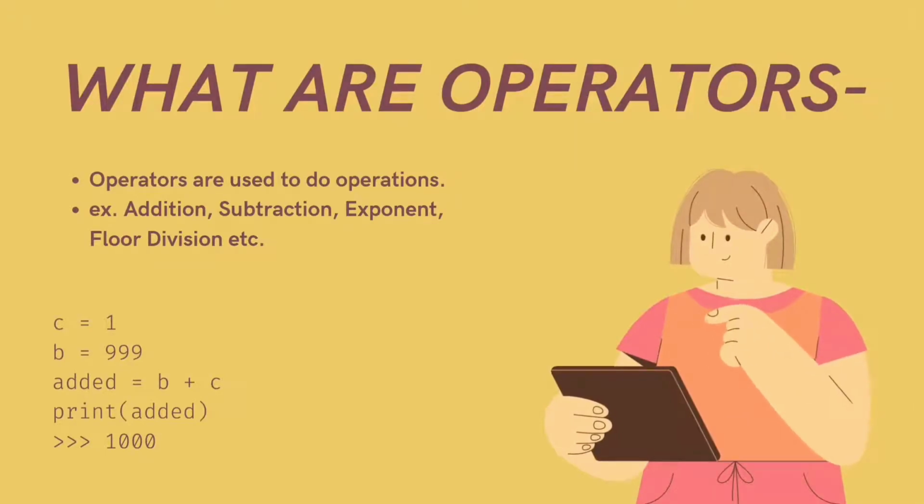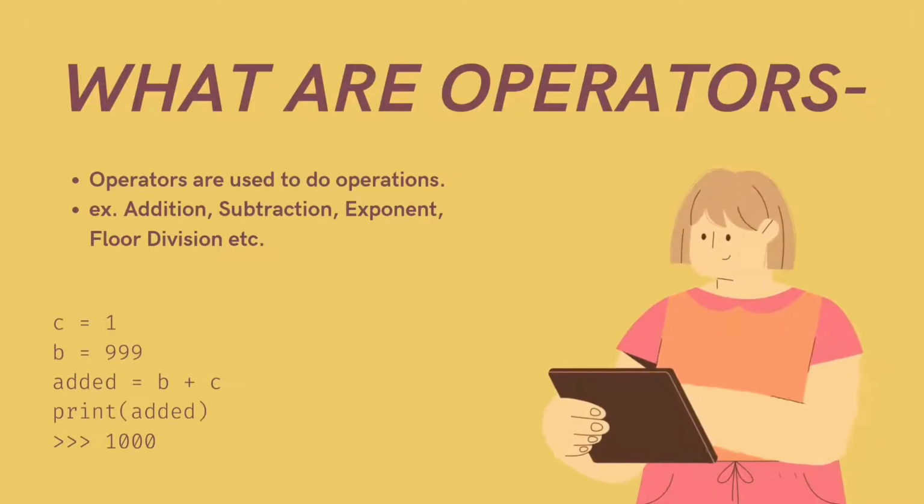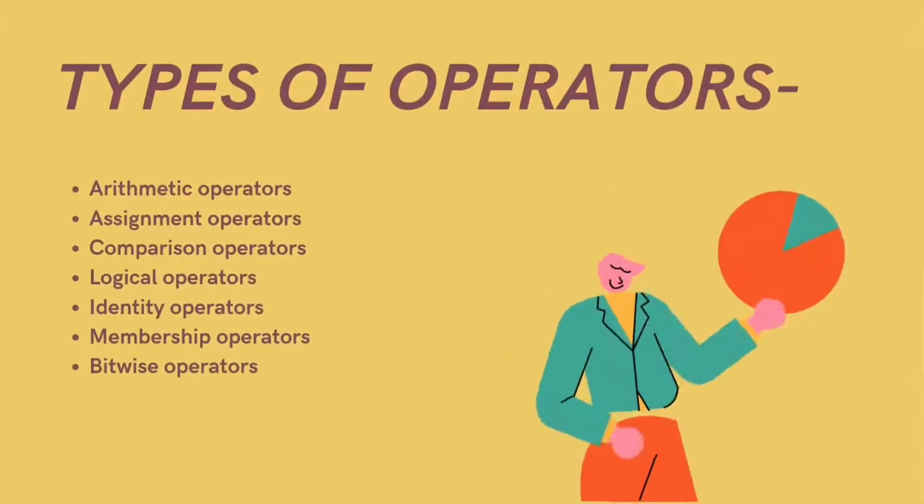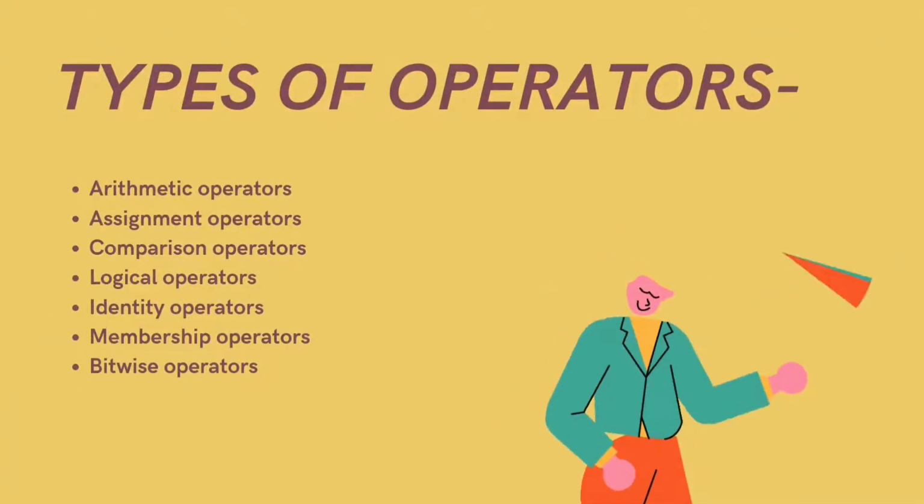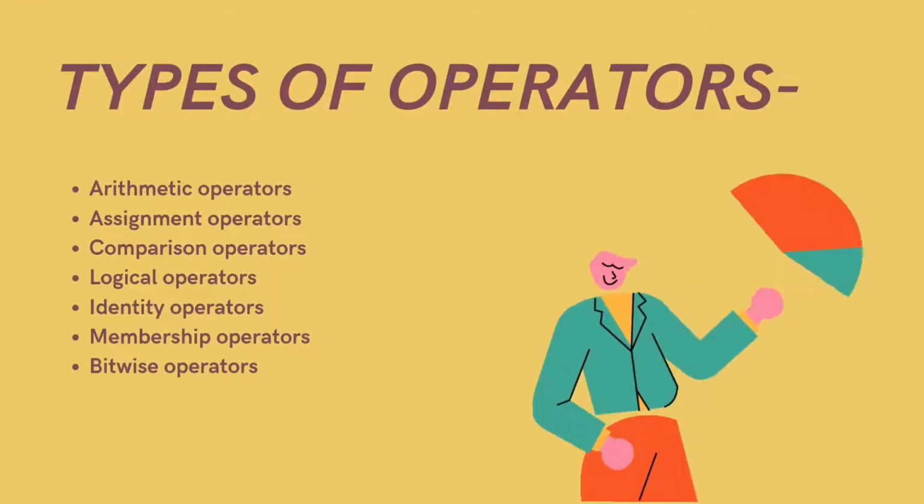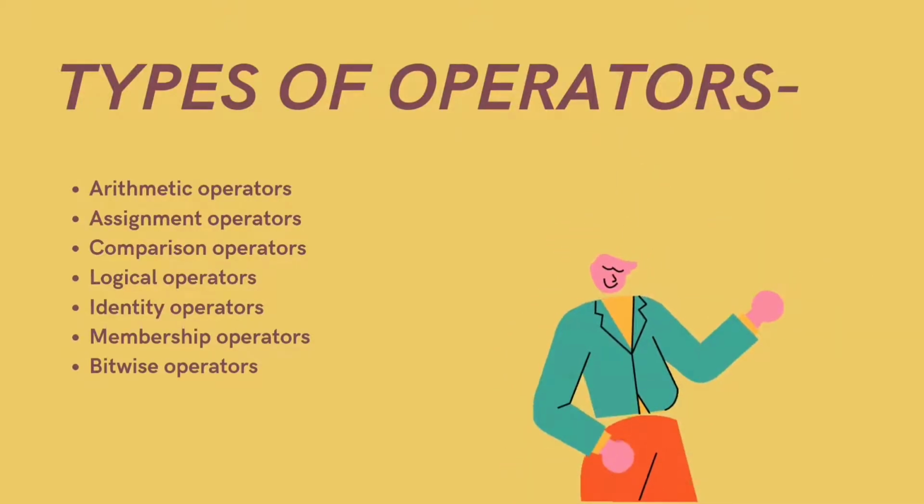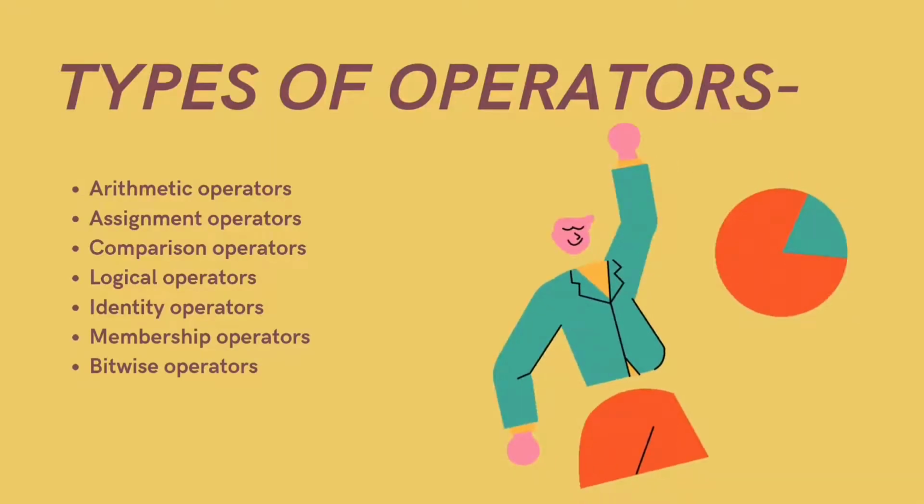Down here we have the examples where we print the added values, and we get the answer, which is 1000. Now we look at the types of operators. We have seven types: arithmetic, assignment, comparison, logic, identity, membership, and bitwise operators.